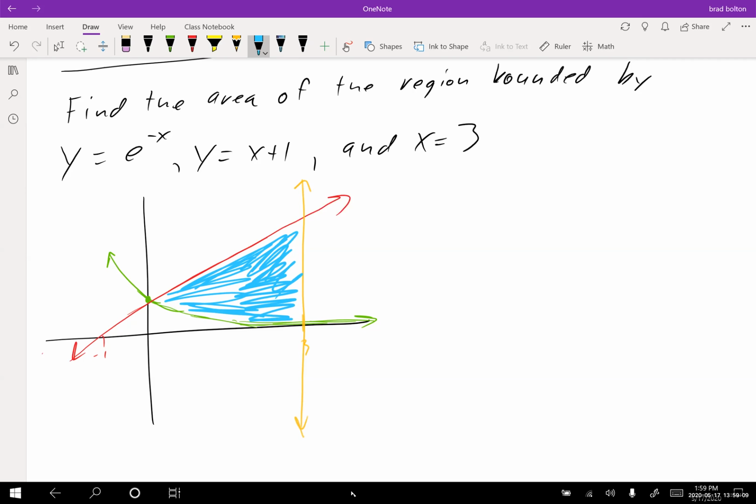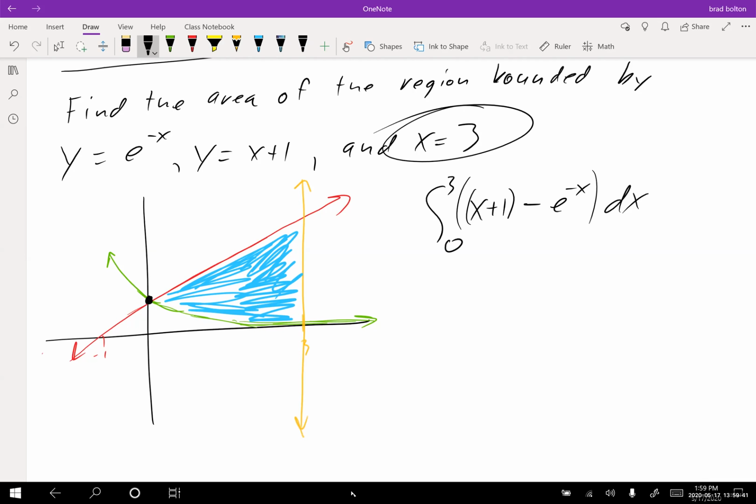Okay, so in this case, this would be the integral. So what's the top curve? Now they use three graphs, and it actually made it a nice problem because we know that we're going to start at 0 right here. That's where they intersect. And then the top curve would be x plus 1 minus the bottom curve, which is e to the negative x, and then we know that this is dx. And we know it's going to end at 3 because that's this line right here. So now this just becomes the integral from 0 to 3 of x plus 1 minus e to the negative x dx. So I just rewrote it.